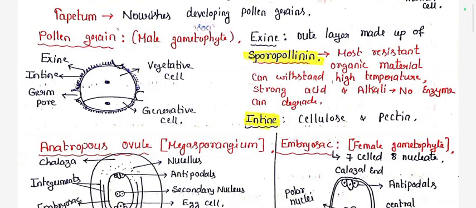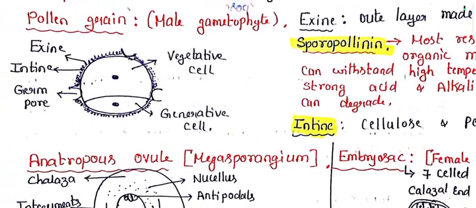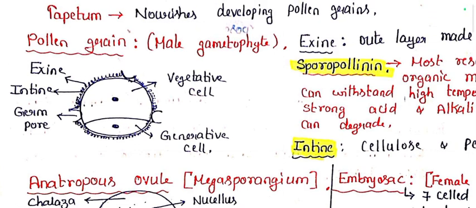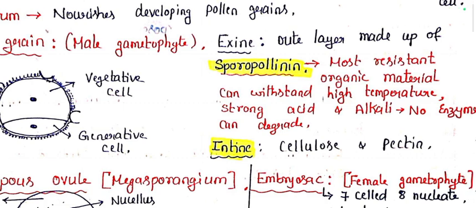Now, pollen grain, also called a male gamete. Its outer layer is called exine and inner layer is called intine. It has two cells, generative cell and vegetative cell.